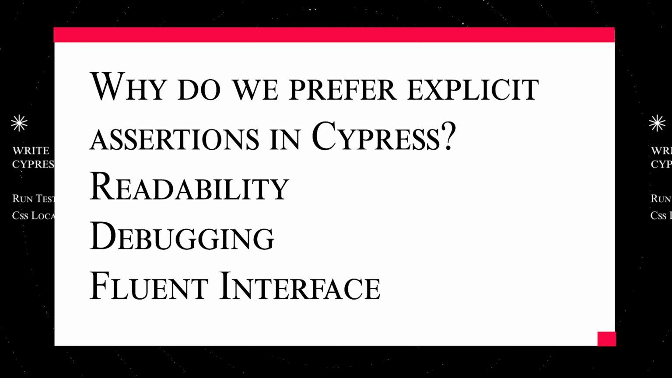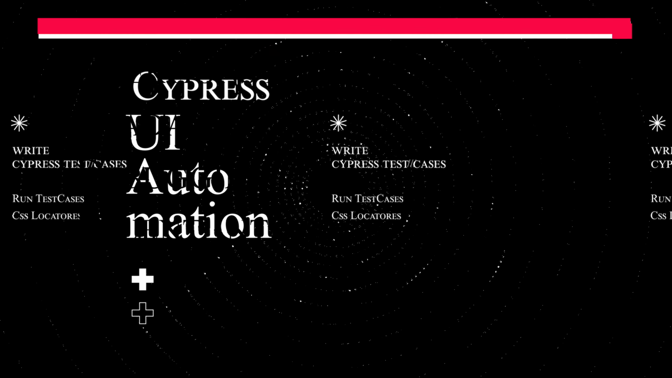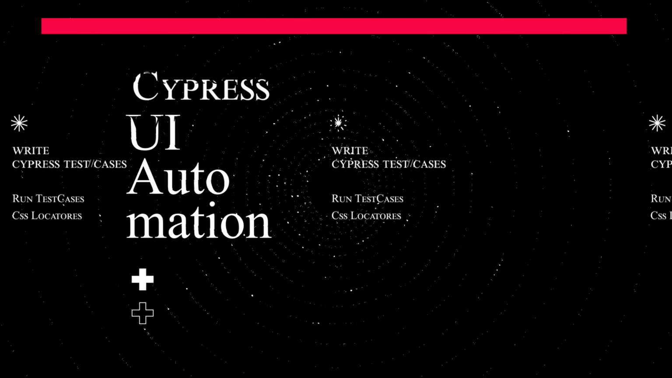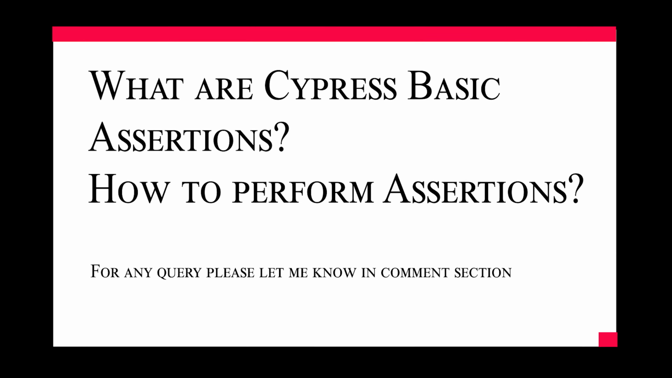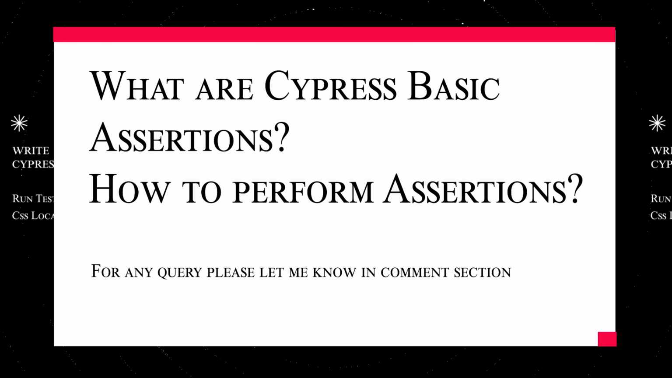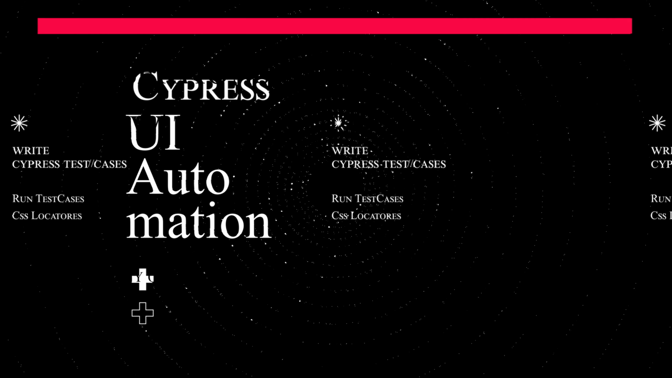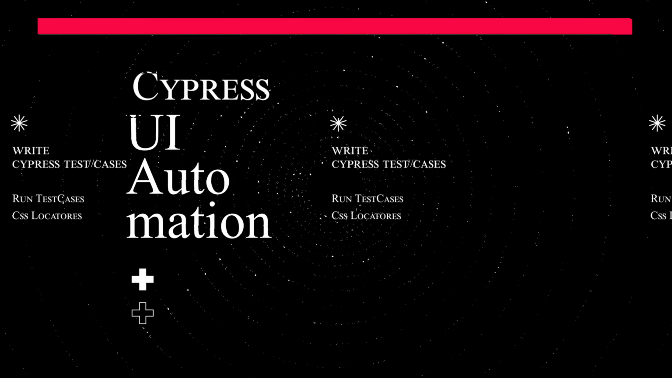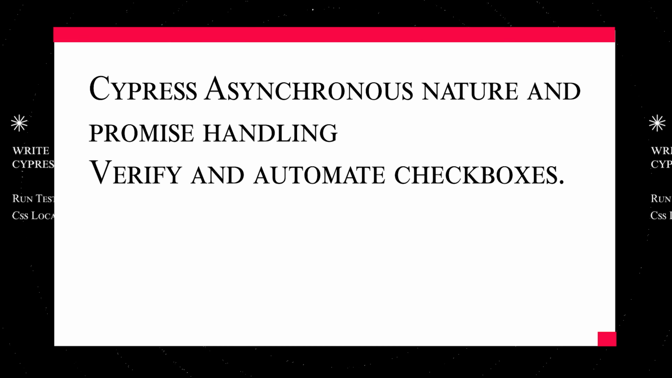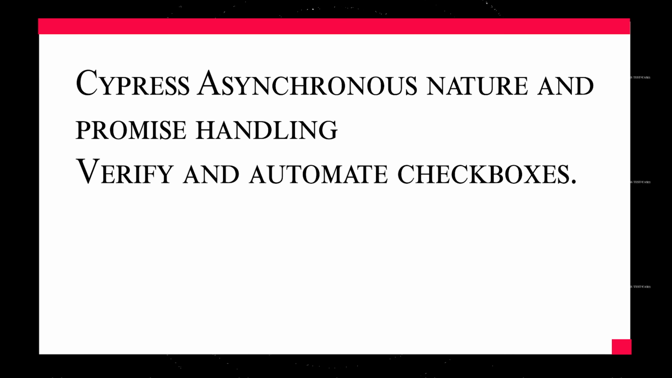So guys, in today's session we learned what Cypress basic assertions are and how to perform assertions. If you have any query, please let me know in the comment section. In the next session, we will learn about the Cypress asynchronous nature and promise handling, and verify and automate checkboxes.